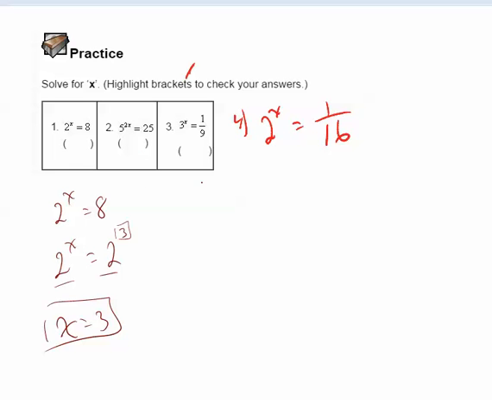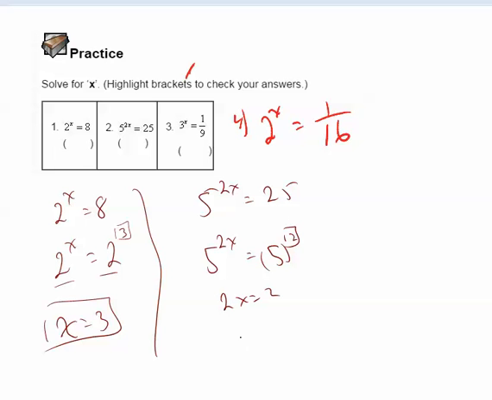Same thing on this one. If 5 to the 2x equals 25, I need the bases to be the same to get this trick to work. So I've got 5 to the 2x equals 5 to the something. Well, 5 squared is 25, so now I can say 2x is equal to 2. I want x on its own, so what's by the x? There's a 2. What's it doing? It's multiplying, so I do the opposite to both sides. I divide both sides by 2, and 2 divided by 2 is 1. I'm left with x equals 1. Okay? The next one's even harder.